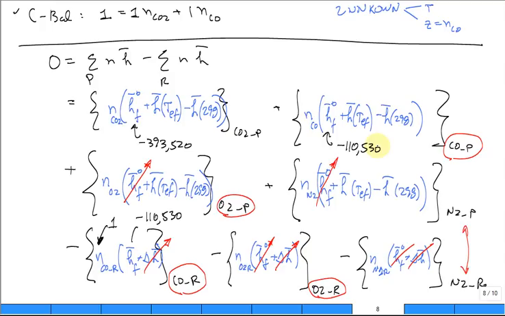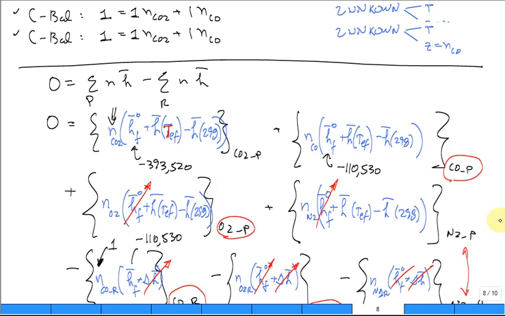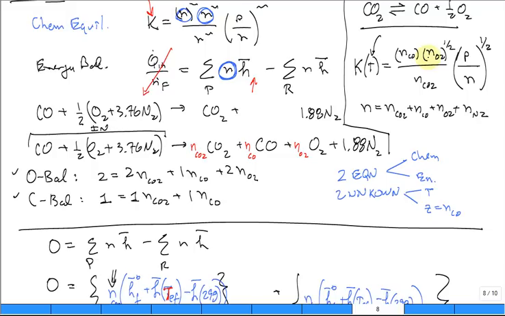110,530. So you have to know or have a guess of the temperature of the equilibrium flame temperature in order to evaluate these delta H's to find out if that is equal to 0. This all has to equal 0. And these are unknown as well. So those are the two big equations, the chemical equilibrium equation and the energy equation, with the temperature and the amounts unknown.